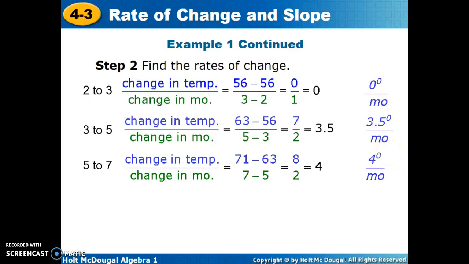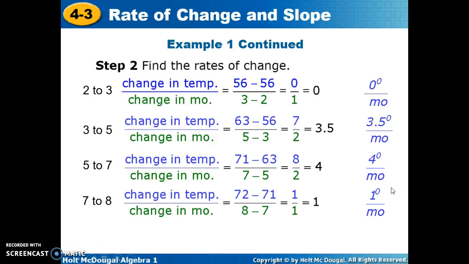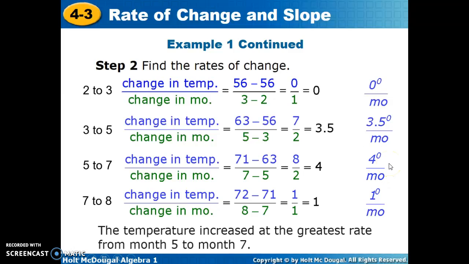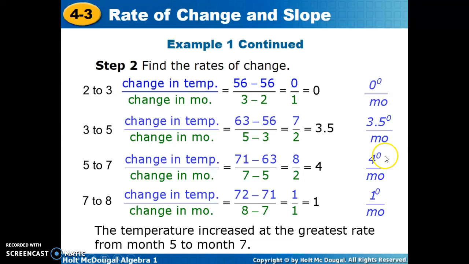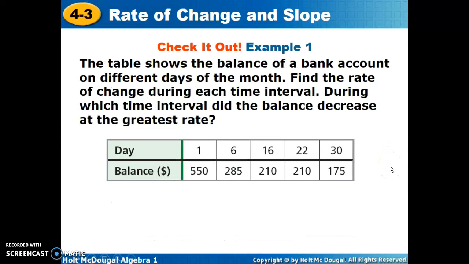5th to 7th month, we see a 4-degree change. Again, just taking the differences in the dependent over the independent. And finally, a change of 1 degree per month. Now, I wanted to know which one had the most drastic change. And we could see that right there. From the 5th to 7th month, 4 degrees per month was the biggest change. Let's go ahead and let you guys check it out.